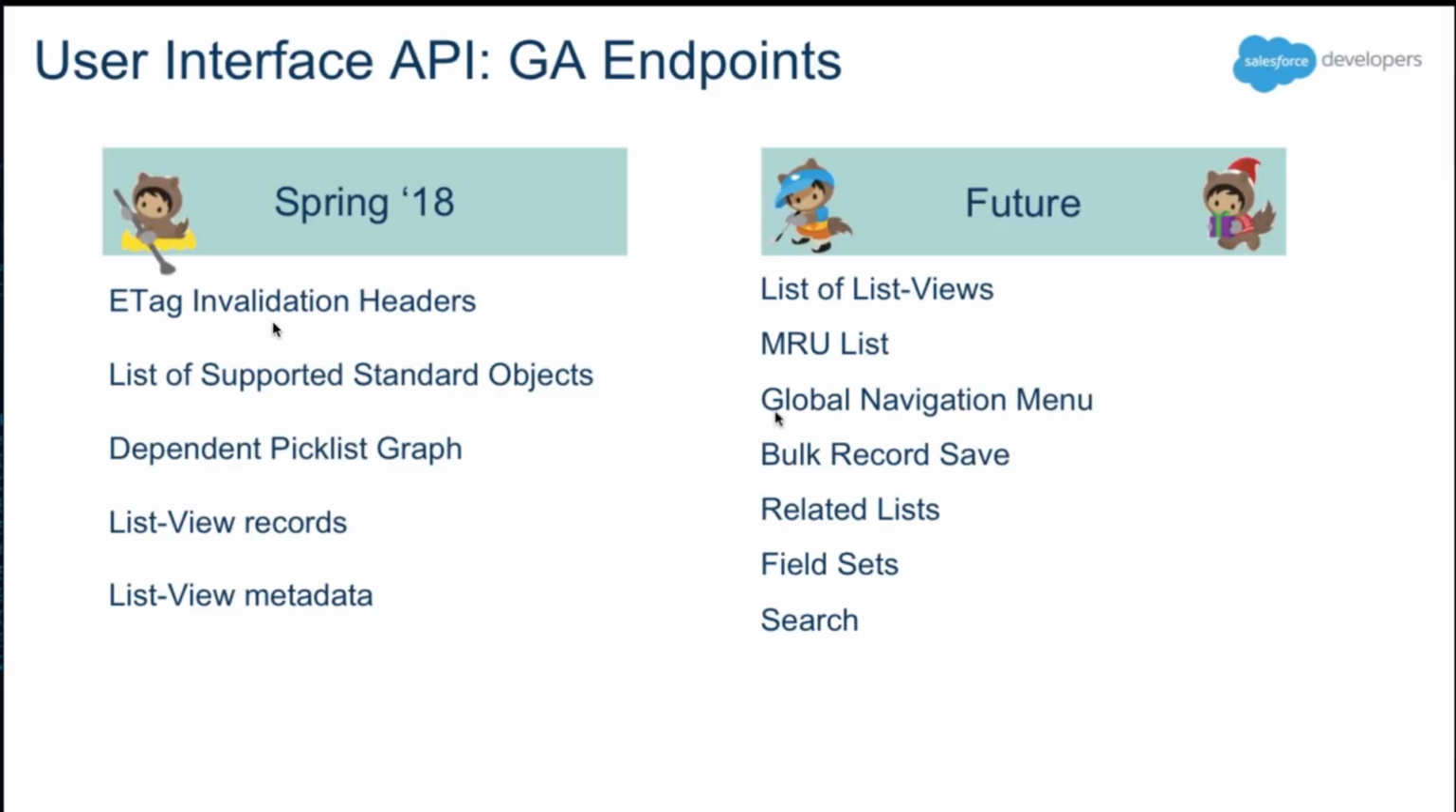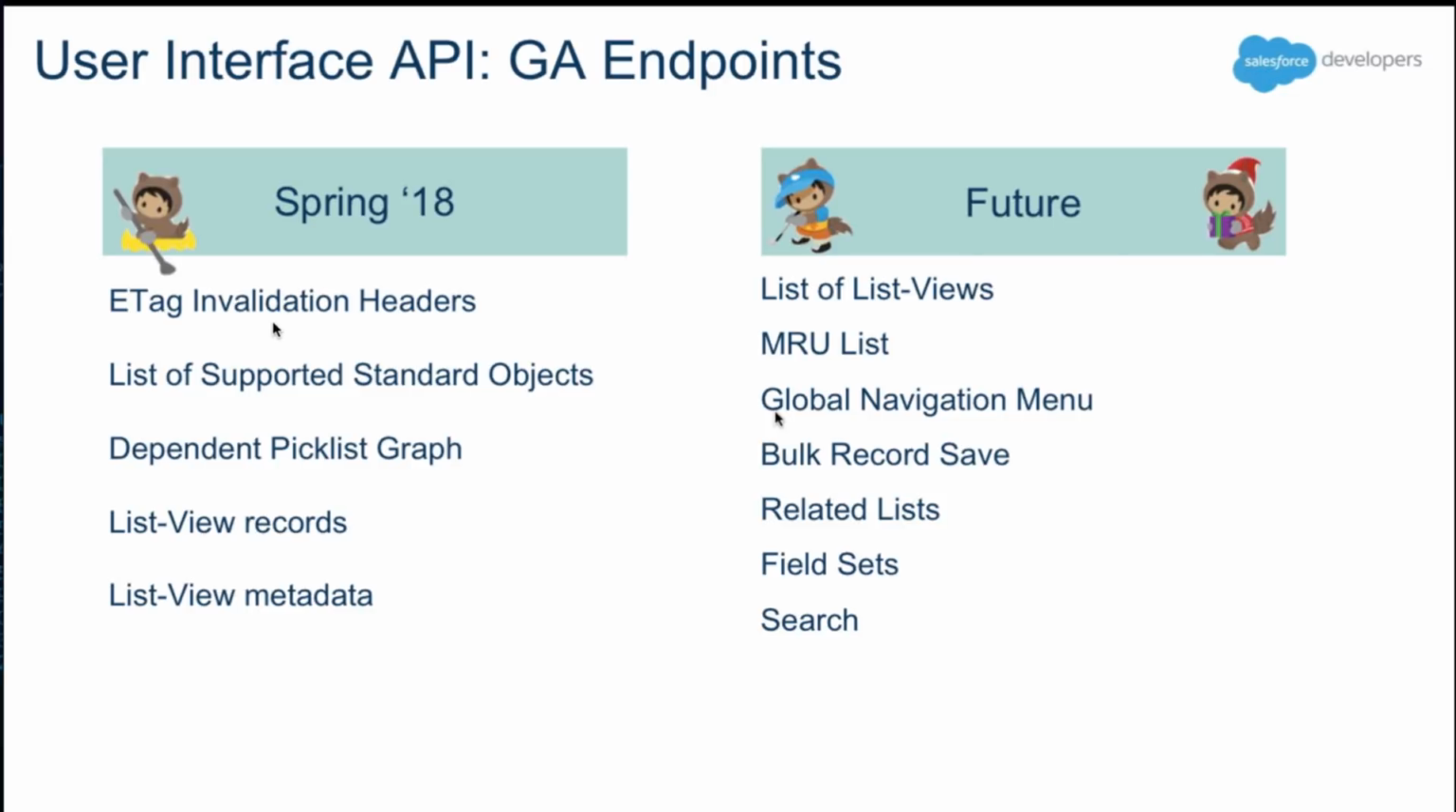And then some future stuff to talk about. I mentioned the list view records and metadata that are going to be made available as part of Spring 18. Our list team is also fast at work to provide endpoints for MRU, most recently used records, as well as a list of all list views. So for each user, you'll be able to retrieve all their list views so that you can then show the individual list view.